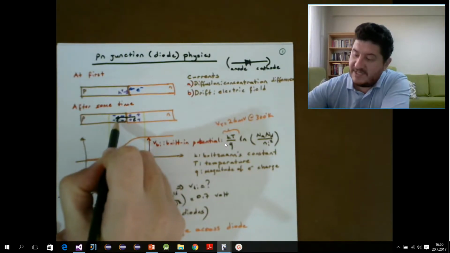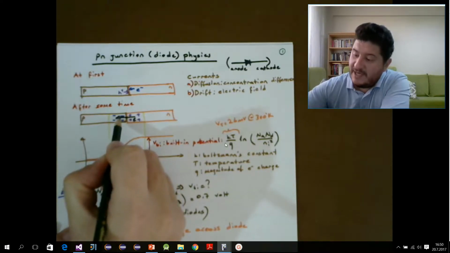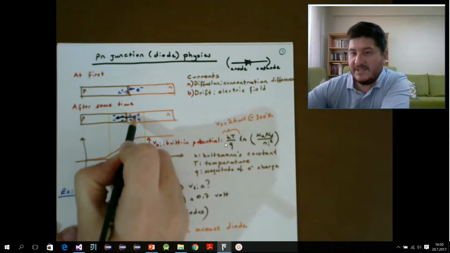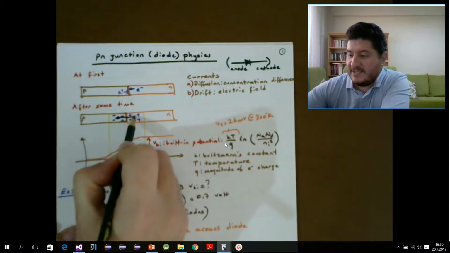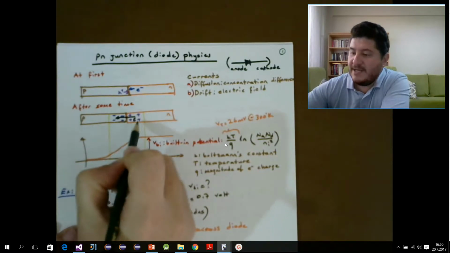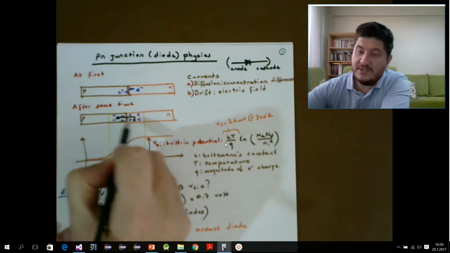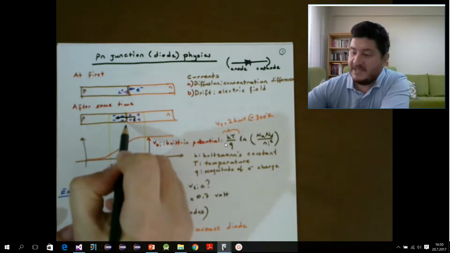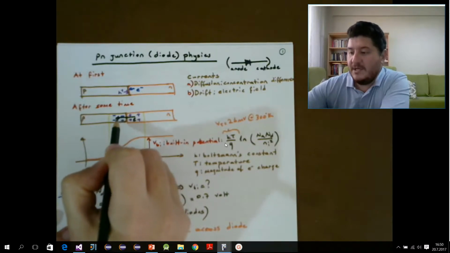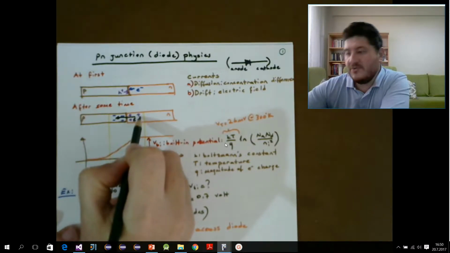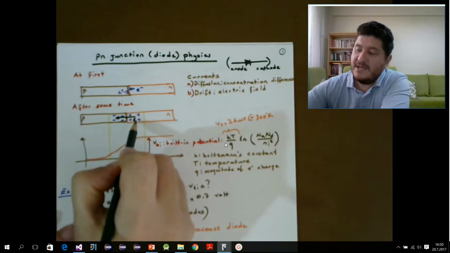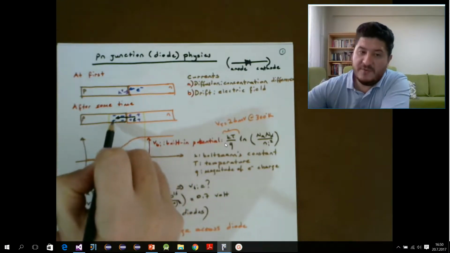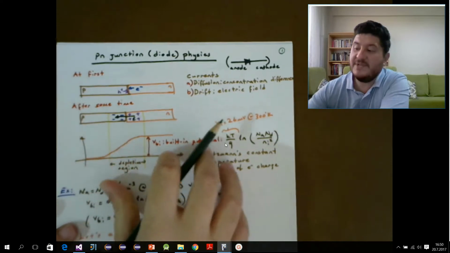So because of this electric field, we will have electrons going from this side to this side. This is called the drift current. At some point, this drift current will be balanced by the diffusion current, which occurred because of this electron difference. The electrons going from here to here because of this drift current will be balanced by the diffusion current, which is going from this side to this side because of the concentration difference.